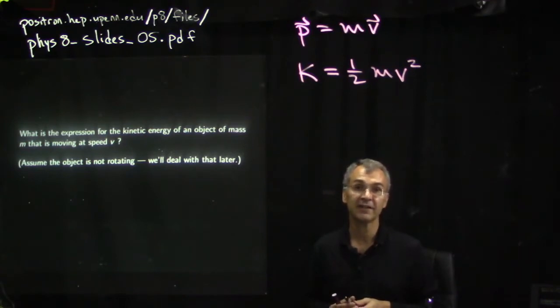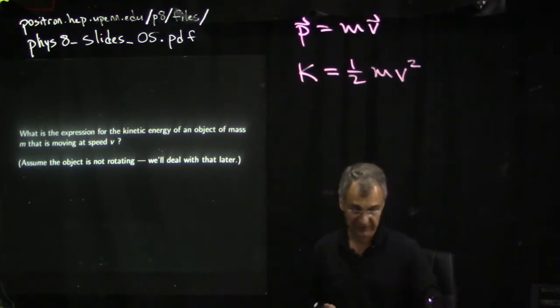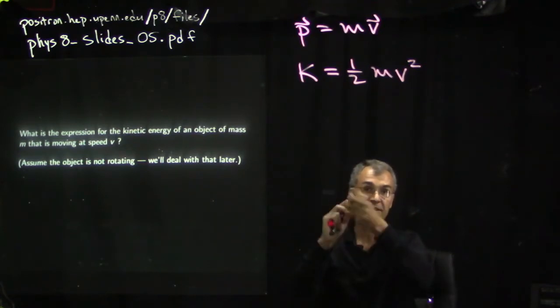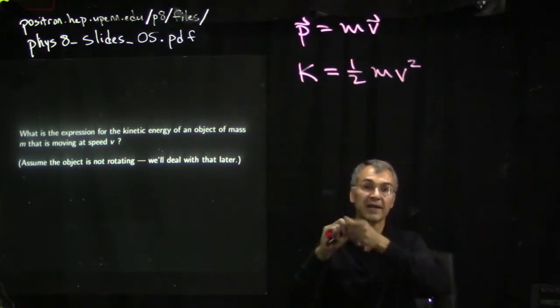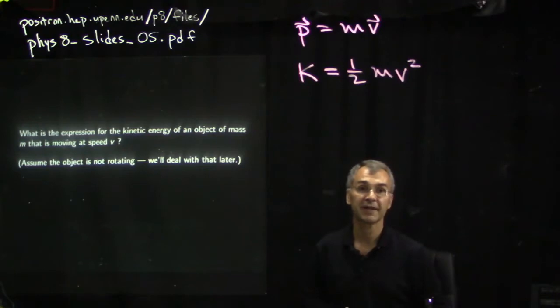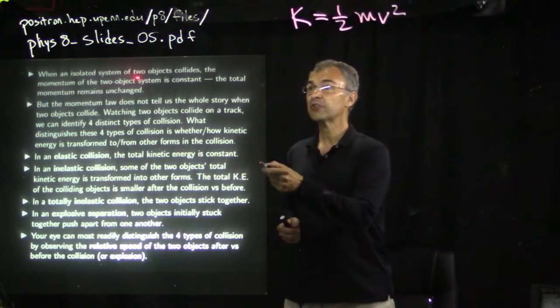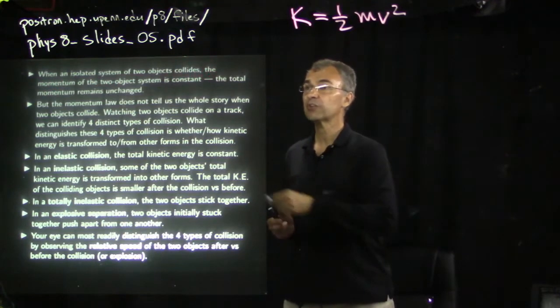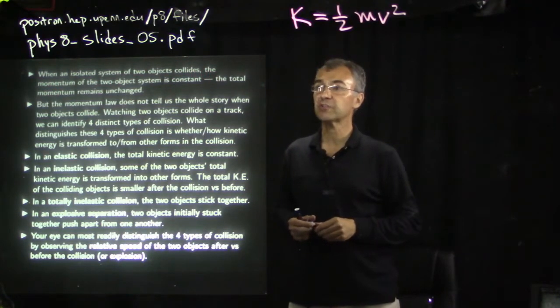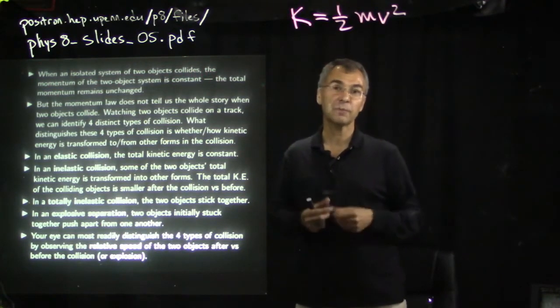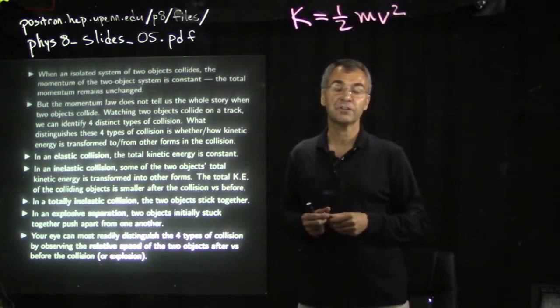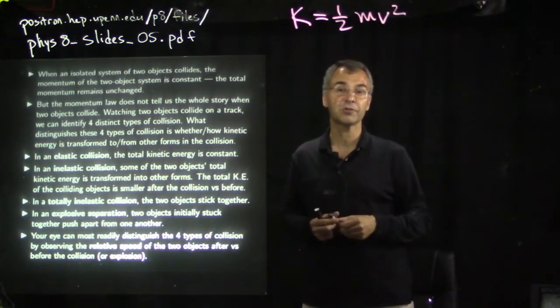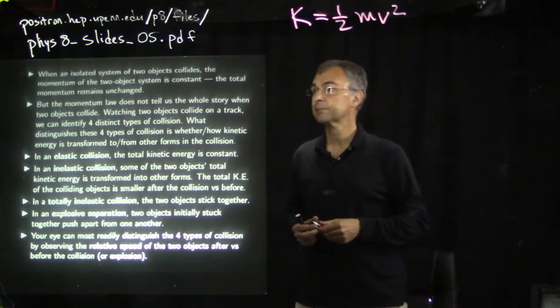That will add an additional contribution for an object which is rotating about its own center of mass, but we won't worry about that until we get to Chapter 11. So when an isolated system of two objects collides, the momentum of the two object system is constant. So the total momentum remains unchanged. And this was the main topic we addressed in the previous lecture and worksheet that went with it.